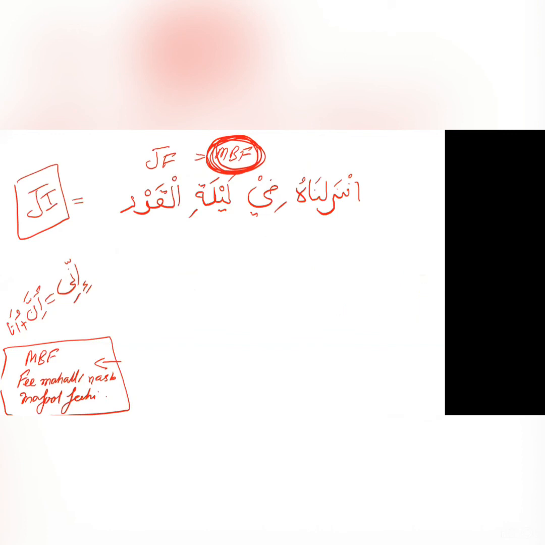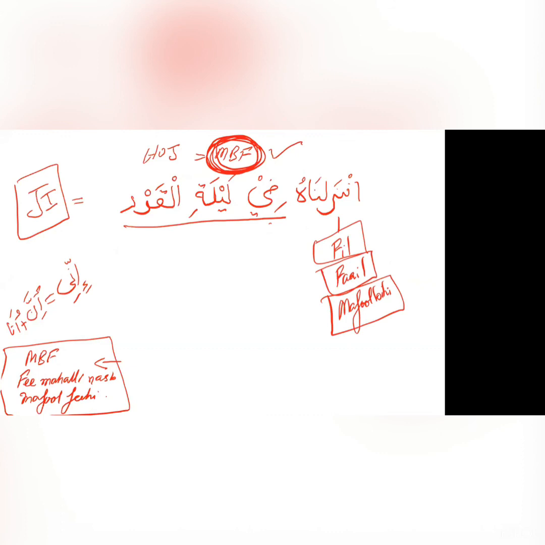Okay. Now here you have fail, fa'il, and maf'ul bihi. And after a fa'il, the HOJ fragment is called, what is this called? MBF. And that is completely fine. If you stop here, it's okay. You've got it. The jumla fi'liyya is done.